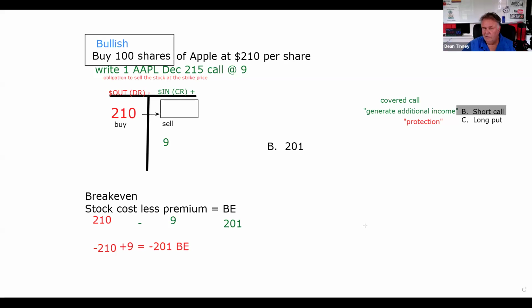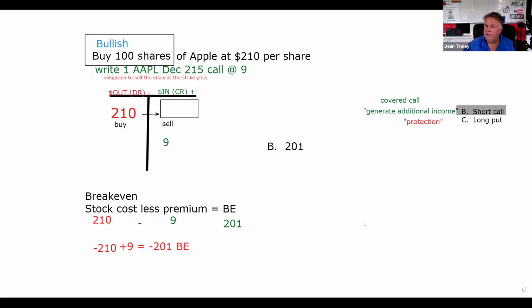So I say, okay, I'm out 210 for the stock. I brought in 9 points for the option. So I'm net out of pocket 201. Net out of pocket is my break even, right? Or you can just memorize stock cost minus premium, 210 minus 9, 201. Or if you're using your pluses or minuses, I paid out 210, I brought in 9, I'm net out of pocket 201, however you get there.